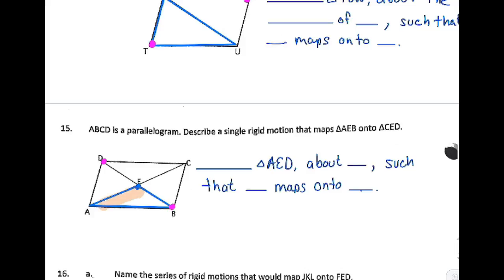15 wants me to take this triangle at the bottom here and map it onto CED up here at the top. So I'm going to notice that it can't be reflected because B has to end up on D. So that's going to be another rotation. So I'm going to rotate triangle AEB about point E such that B maps on to D.